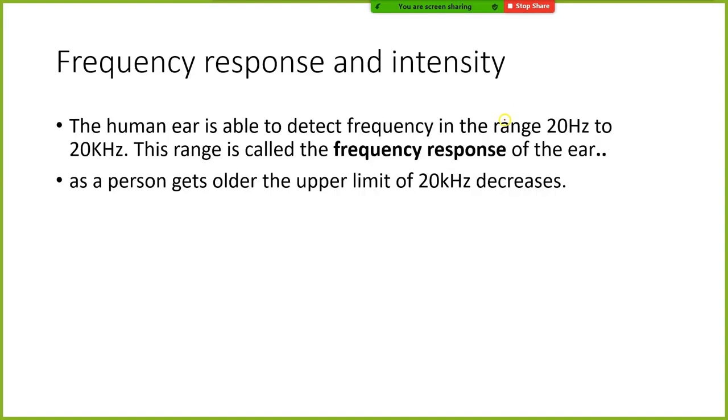All right, so let's begin. The frequency response and intensity. So when you check out the human ear, right? There's a specific range of frequencies of sound that the ear can actually detect. The typical range that you must know is 20 hertz to 20 kilohertz. So that is what we call the frequency response.